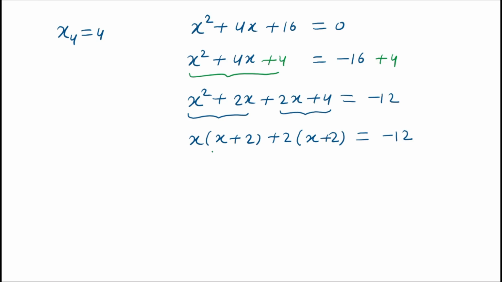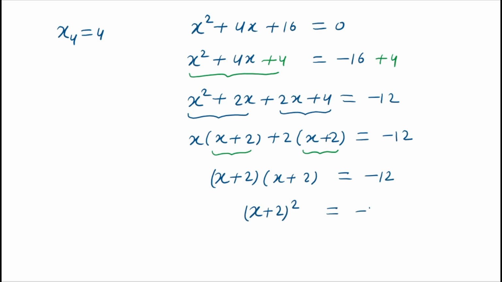Here x plus 2 and x plus 2. If we take x plus 2 common, then you will get x plus 2 also. And this is equal to minus 12. X plus 2 times x plus 2 is x plus 2 whole squared, and this is equal to minus 12.